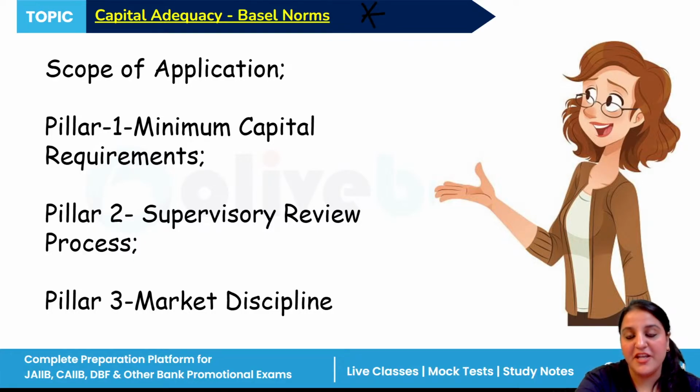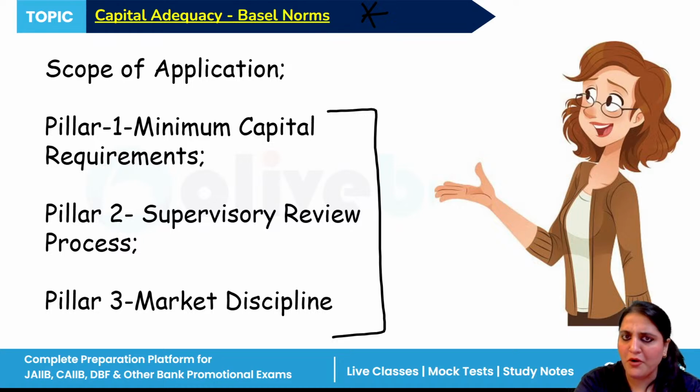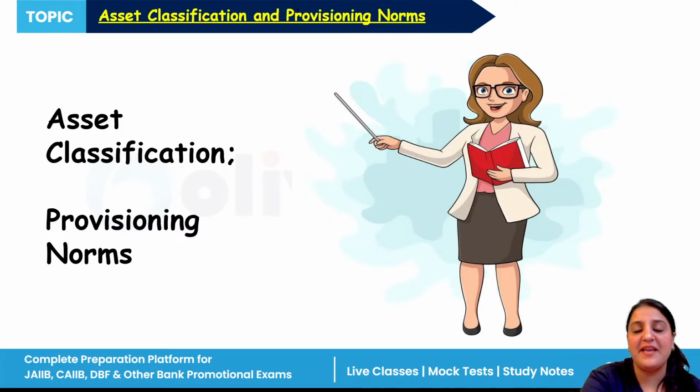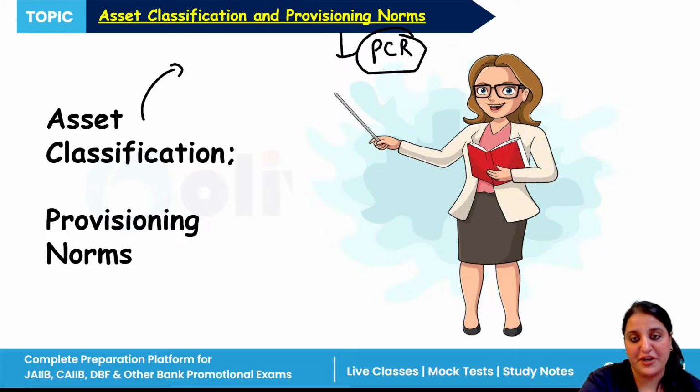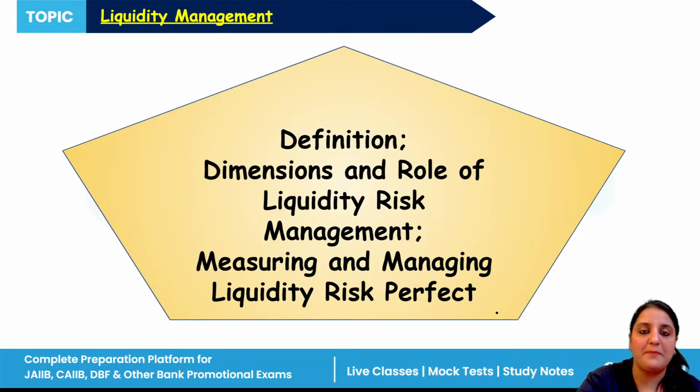Important chapter in which we are going to learn about these three pillars, very important pillars. How to make the capital adequate, all the techniques we are going to learn in this chapter. Then we have asset classification. Assets are classified into different forms. What are these types of asset classification? And also provisioning norms, how to maintain provisioning ratio, we are going to learn in this chapter.